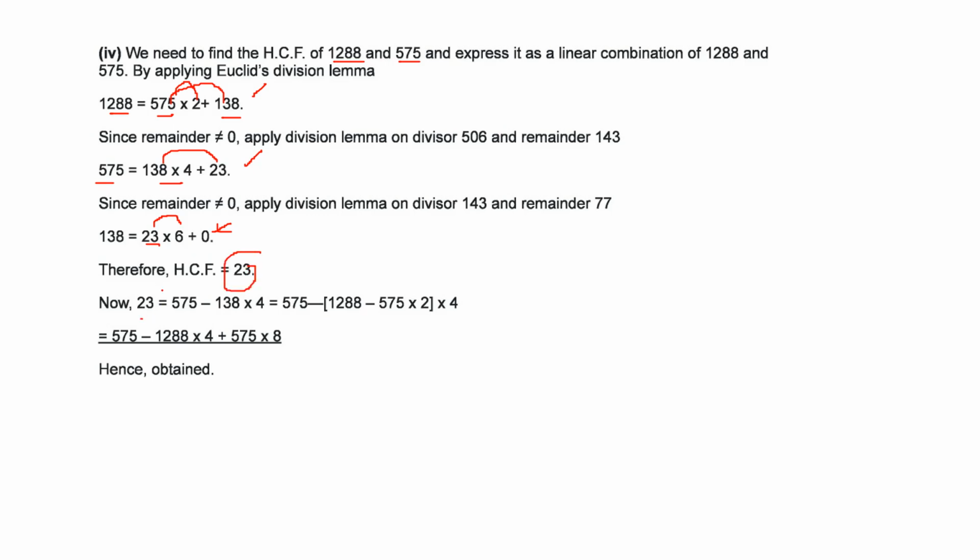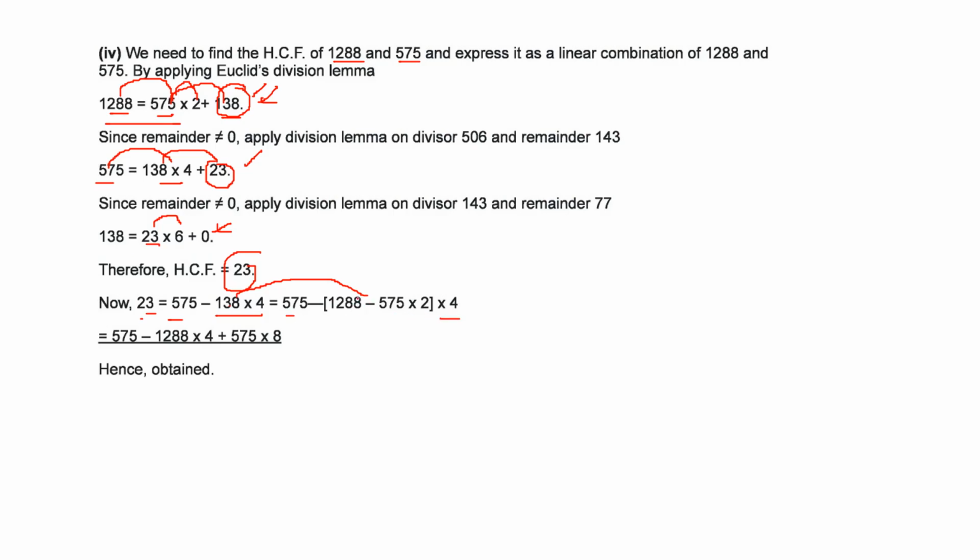Now 23 can be written as what? How do we get 23? It is simply 575 minus 138 into 4. So 575 minus 138 into 4 is 23. Now how do we get this 138? 138 we got by 1288 minus 575 into 2. So in the place of 138 we will write this. In the place of 138 we are writing 1288 minus 575 into 2. This 4 remains outside. Now let us just expand it.